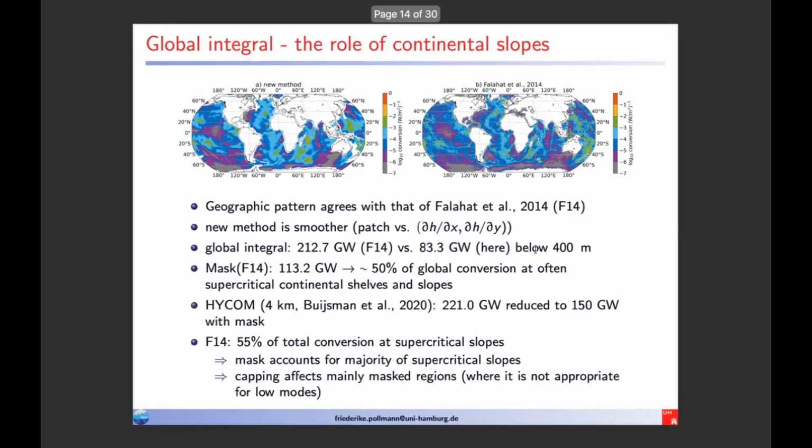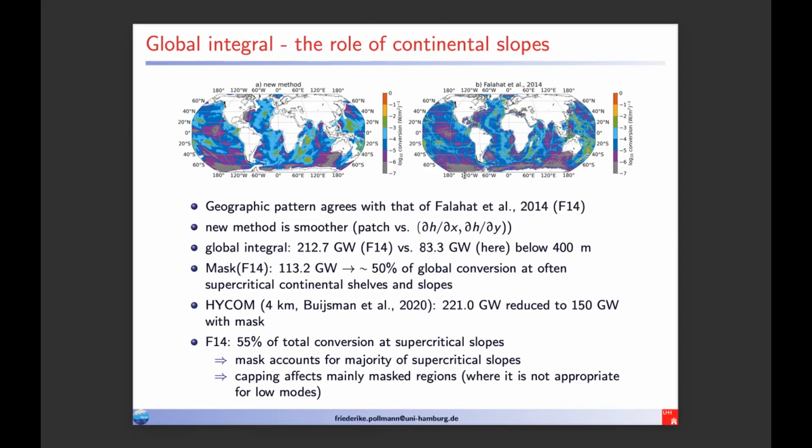But a really interesting difference is that the global integral is, in our case, much lower. They get 212 gigawatts roughly, and we only get 83 gigawatts. And the main reason is that we have the mask at the continental shelves, right? So if you apply our mask to their results, it is reduced by a factor of 2. So it's only half of their conversion that is in the open ocean. The other half is on the continental slopes and shelves.